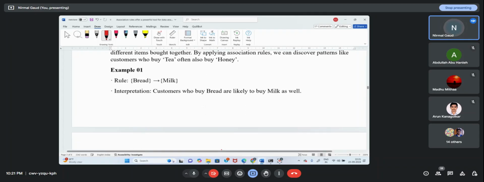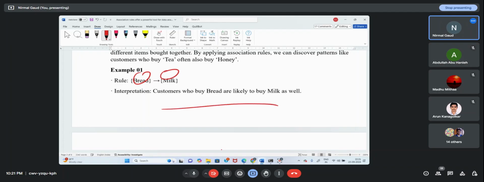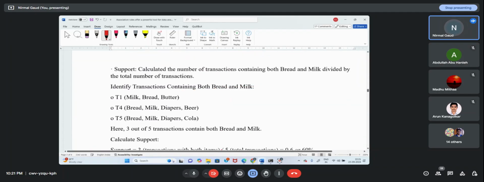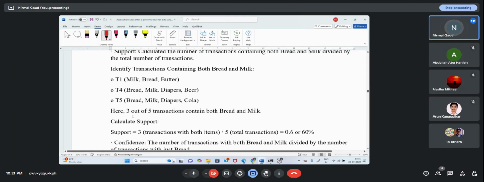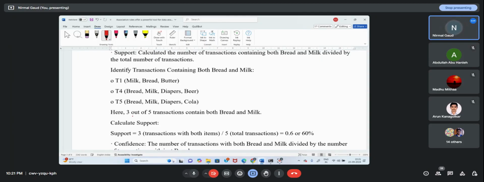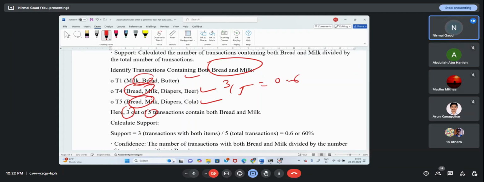So let us take an example. You are having bread and milk. We can calculate the support. For example, these are the transactions where bread and milk both are coming. In T1 it is coming, in T4 it is coming, in T5 it is coming. So out of 5 transactions, 3 times bread and milk are coming together. So the support will be 3 by 5, that is equal to 0.6.